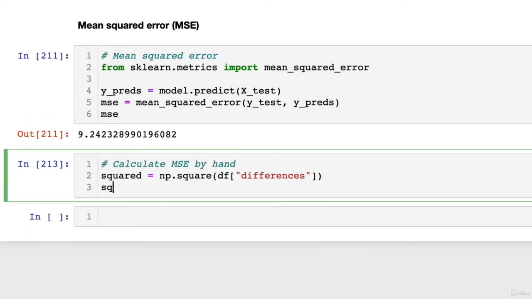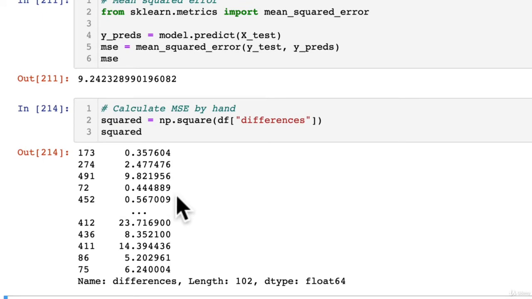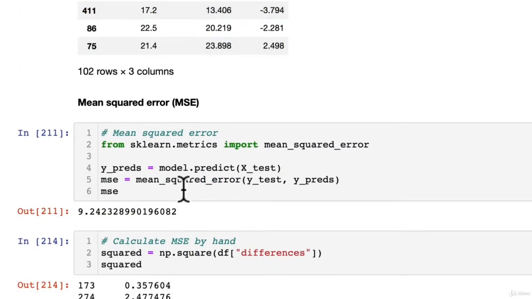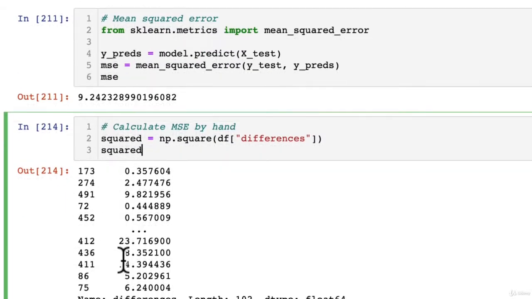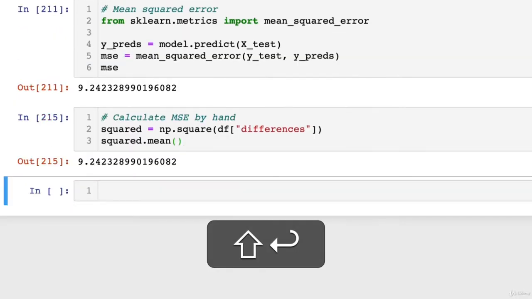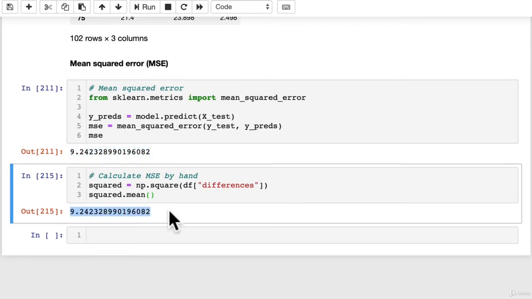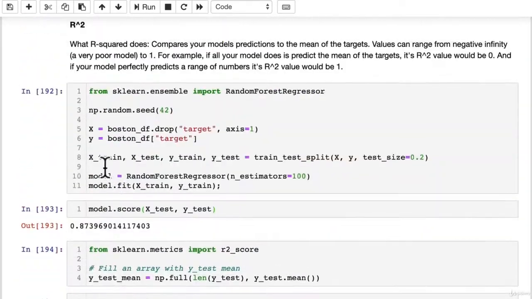What does squared look like? Okay, so this is going to take this column here as squared. Now, to calculate the MSE, we just need to take the mean of squared. Beautiful. There we go. See? That's how we calculate the mean squared error. That's it, right? We've covered mean squared error, we covered mean absolute error, and we covered R squared.